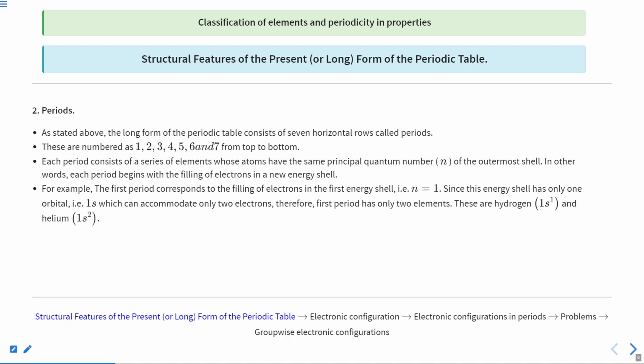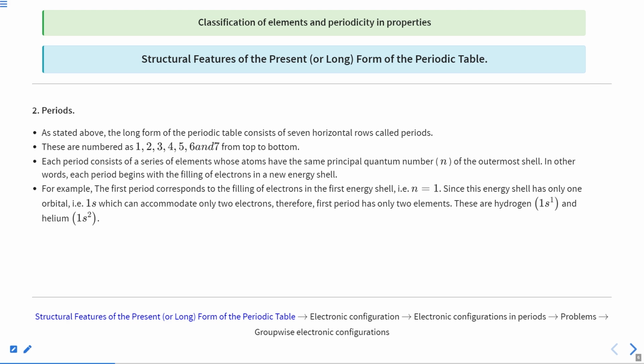Next, so this was all about groups. Now what about periods? As stated above, the long form of the periodic table consists of 7 horizontal periods, which is 1, 2, 3 to 7. Each period will consist of a series of elements whose atoms have the same principal quantum number. So the similarity between the elements present in the same period is that their principal quantum number is the same.